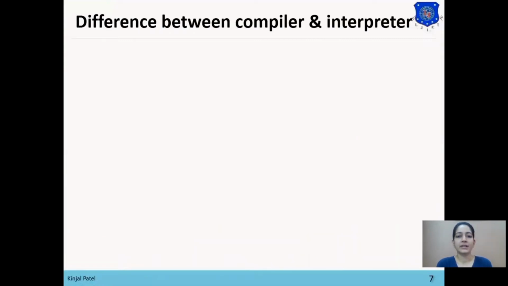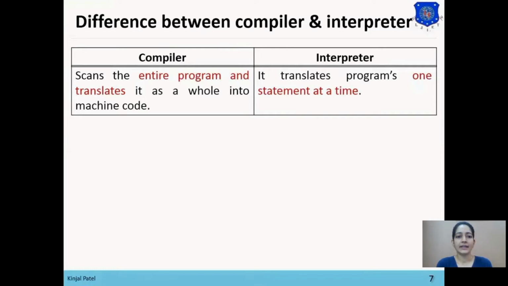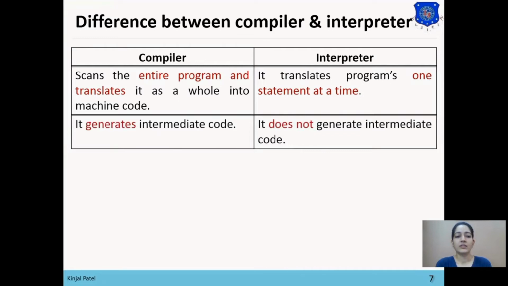What is the difference between compiler and interpreter? First difference is compiler scans the entire program and translates it as a whole into machine code, while interpreter converts one statement at a time into machine code. So compiler generates intermediate code before converting it into machine code, while interpreter does not generate intermediate code, as it does not require it because it converts into machine code line by line.